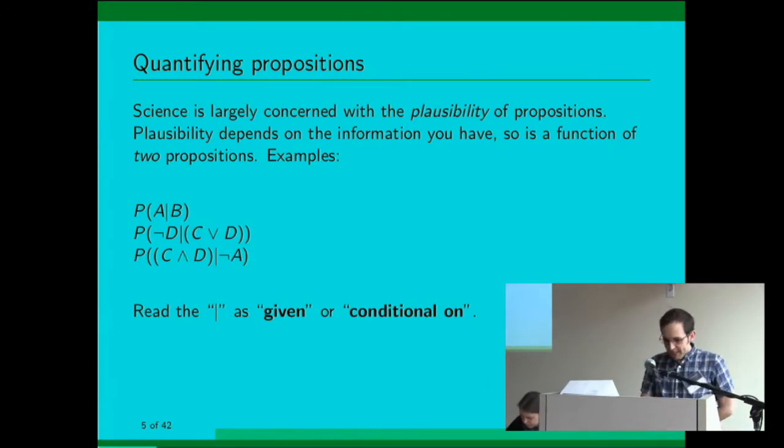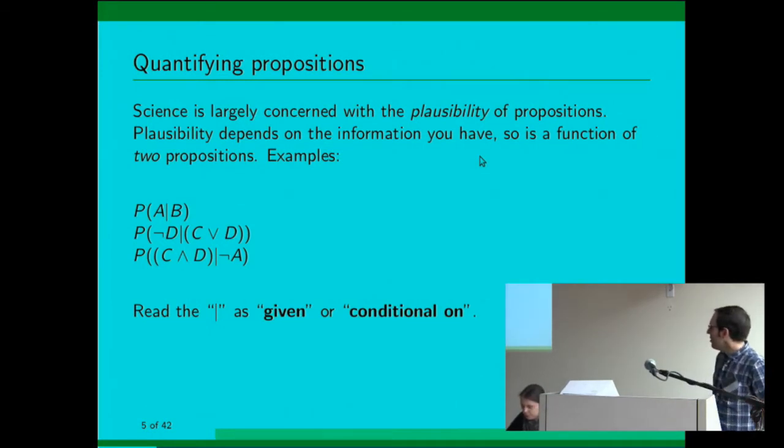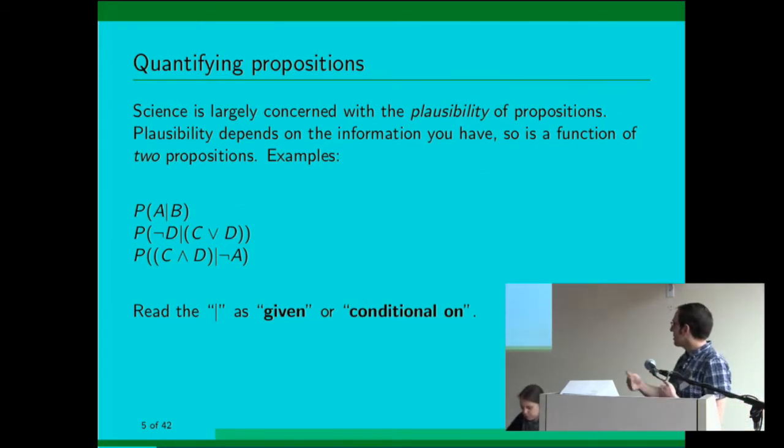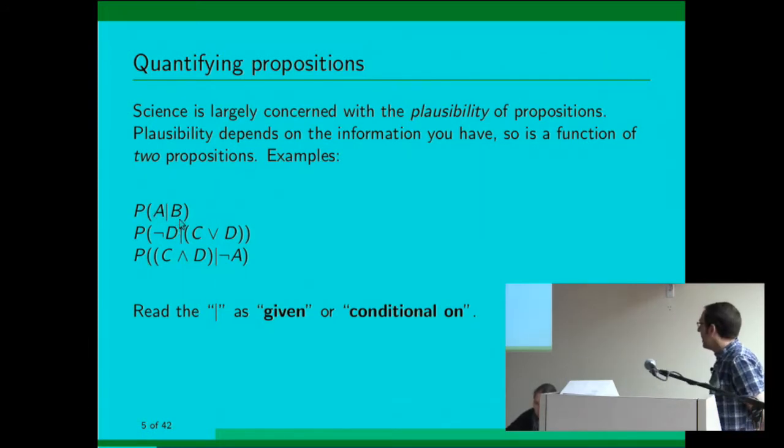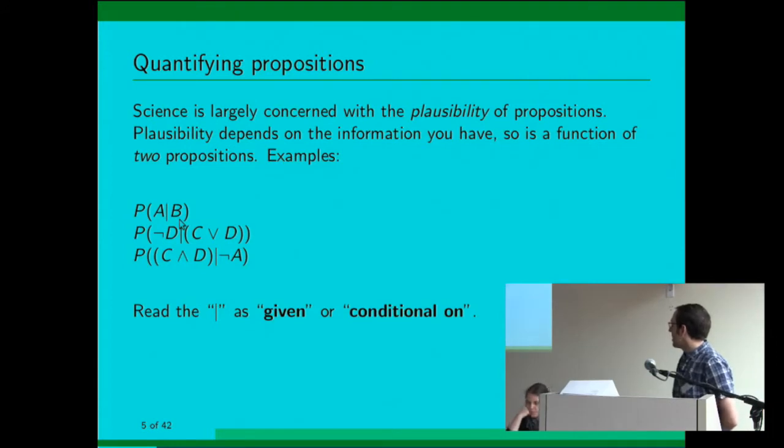And how plausible a proposition is depends on what you know. So it's a function of two propositions. The first one is the one you want to know the plausibility of, and the second one is the stuff that you know happens to be true that you're using in order to inform that plausibility. And so you can write this down as the plausibility of A given B. You read this bar as "given," and that would be a number that tells you how confident you are that A is true, and to inform that you're using the fact that B is known to be true.